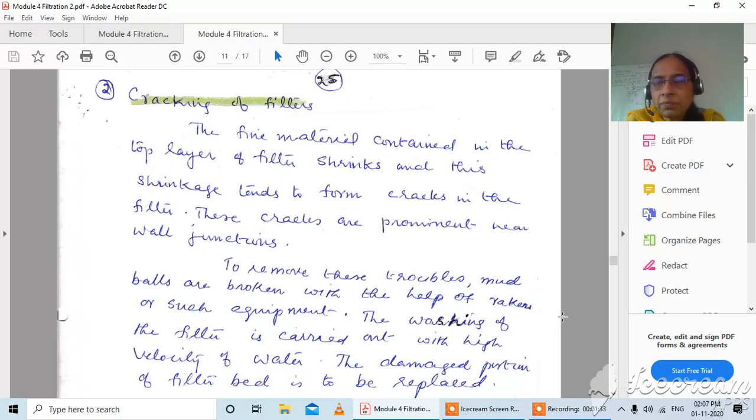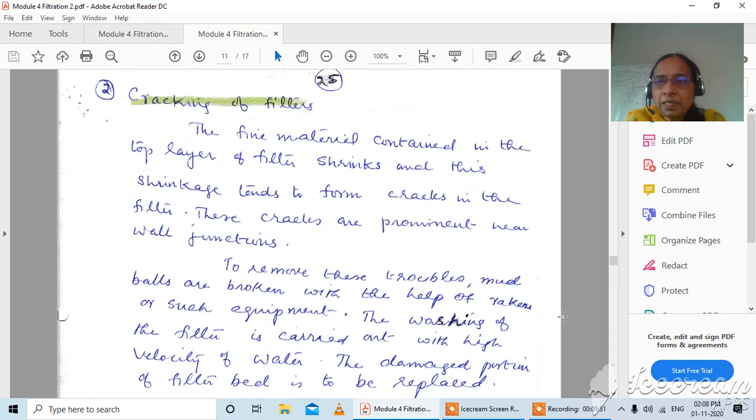And how can we remove that? It can be removed manually. When a man enters into the filter bed, he can destroy the mud balls, and then you do washing along with the backwash itself.